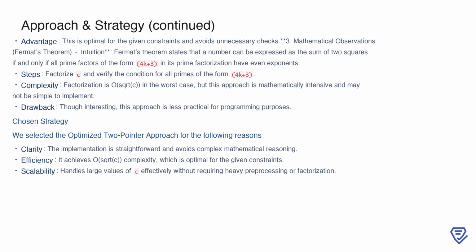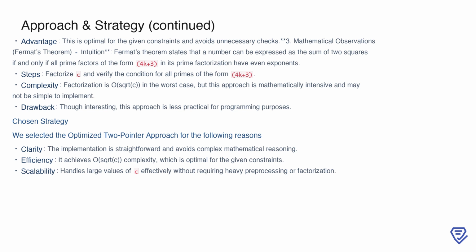We also explored a third approach based on mathematical observations, specifically Fermat's theorem. This theorem states that a number can be expressed as the sum of two squares if and only if all prime factors of the form 4k+3 in its prime factorization have even exponents. The steps involve factorizing c and verifying this condition for all relevant prime factors.